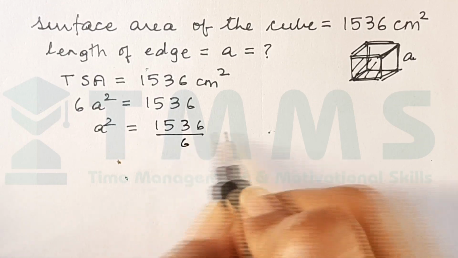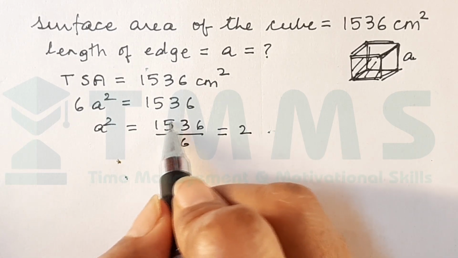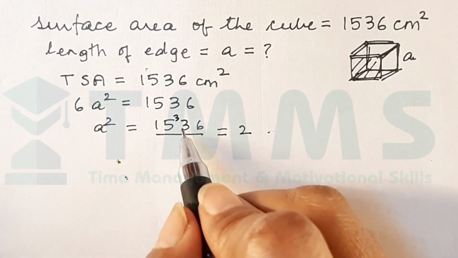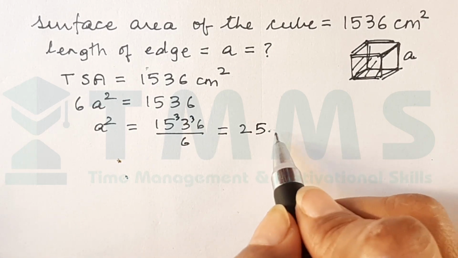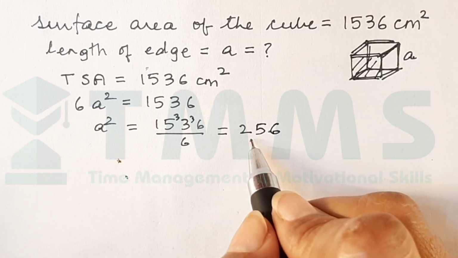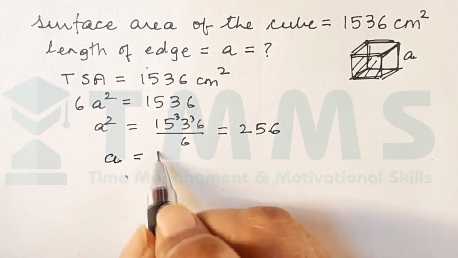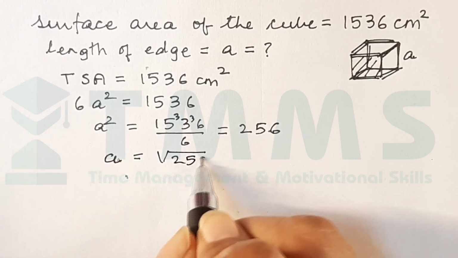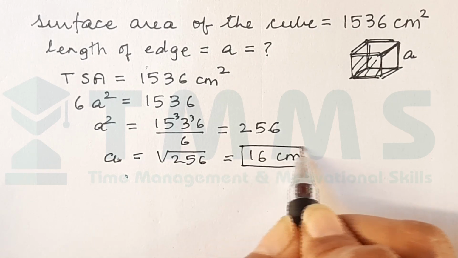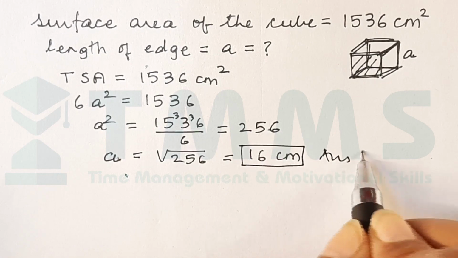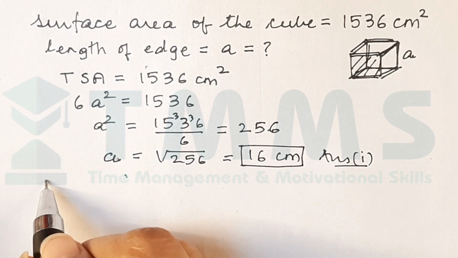So A square will be equal to 1536 upon 6. How much is that? 6 goes twice. Remain 3. Now it is 33. 6 5s 30. Remain 3. Now it is 36. 6 goes 6 times. So it is 256. That is your A square. So your A will be equal to under root 256, which is equal to 16 centimeter. So this becomes our answer 1. Got that? Simple? Okay.